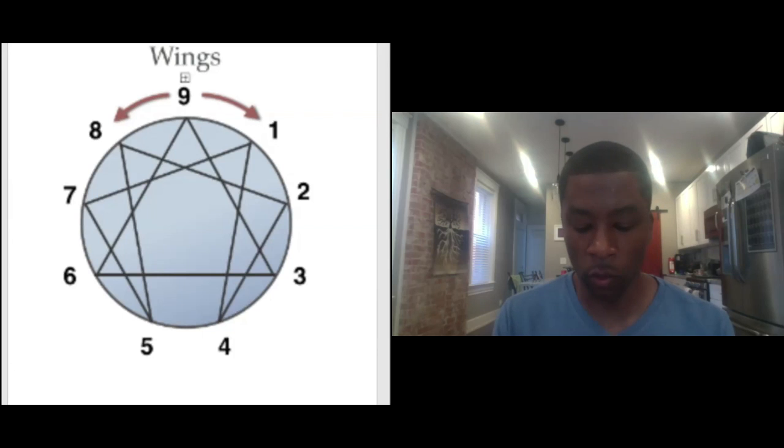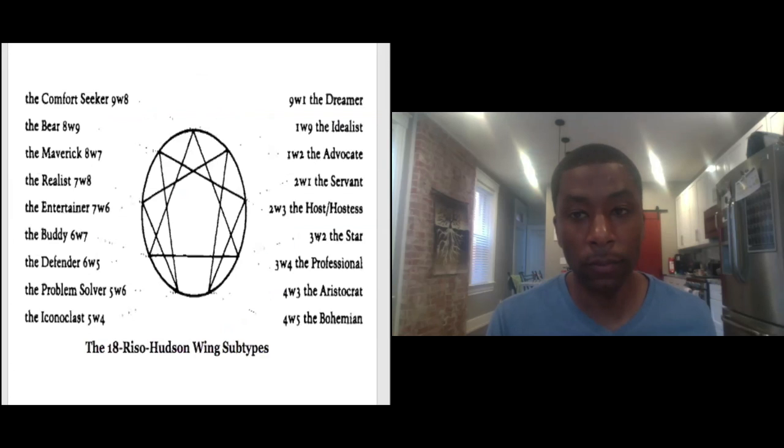People are typically more influenced by one wing more than the other, though it's not uncommon to see aspects of yourself in each type. Next slide, please. Each wing has its own personality descriptor, just like the main types. A 9 with the 8 wing is labeled as the referee, and a 9 with a 1 wing is described as the dreamer. These two wings share the same basic traits, but their motivations may be different.